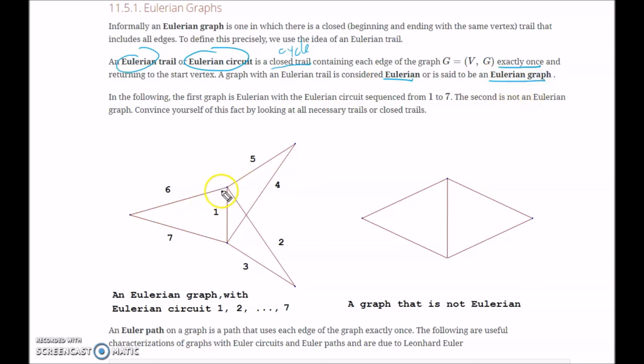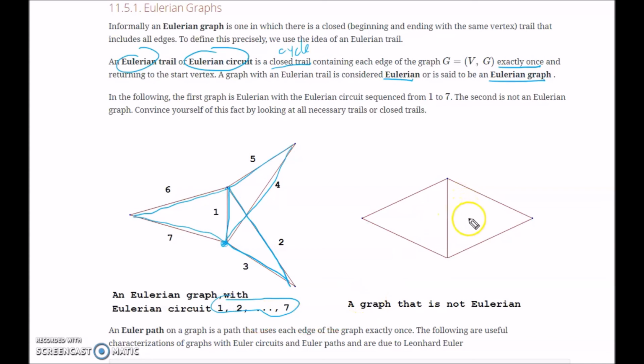So look at this one here on the left. This is Eulerian because watch. I'm going to start at this vertex. This is my starting point, and I can go over this edge, this edge, this edge. Now, notice I got to this vertex, but that's okay. I can go over the same vertex more than once, just not the same edge more than once. Then I can go along 4, 5, 6, 7, and then I'm at the end. So that is an Eulerian graph, because it has an Eulerian circuit that goes through 1, 2, 3, 4, 5, 6, and 7.